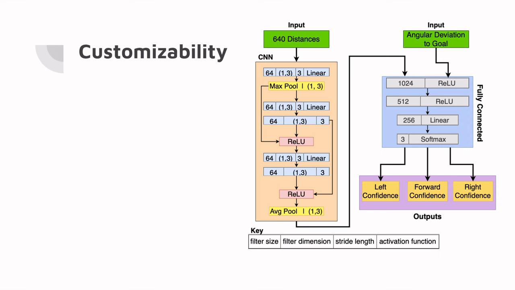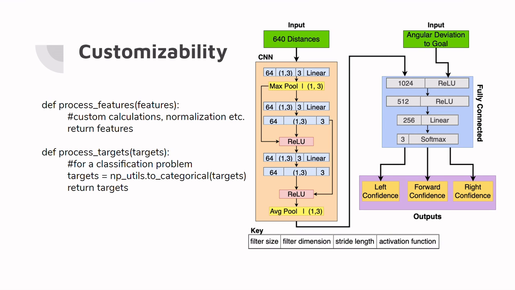Take a look at this model. Something like angular deviation would need to be calculated rather than simply subscribed to. The user can specify custom feature and target processing and then fit the model using these functions.